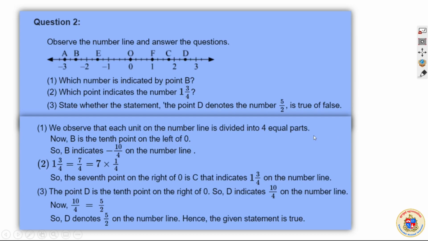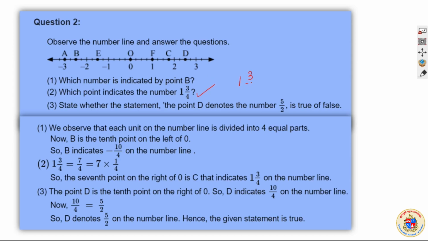Question number 2. Observe the number line and answer the following question. The number line is already given, certain questions are asked, and the questions are related to your knowledge about rational numbers on number line. The question is, which number is indicated by V, which number is indicated by 1 and 3 upon 4. Here I will just tell you an explanation.